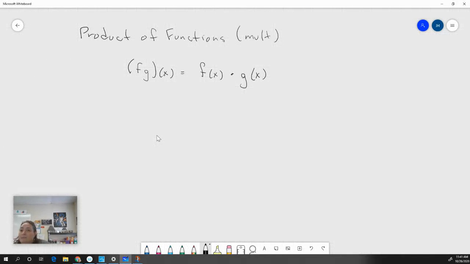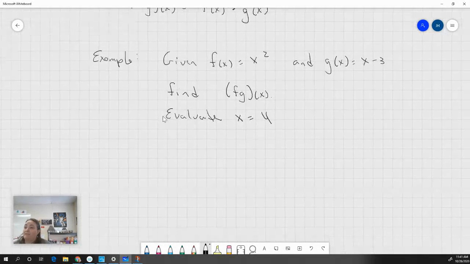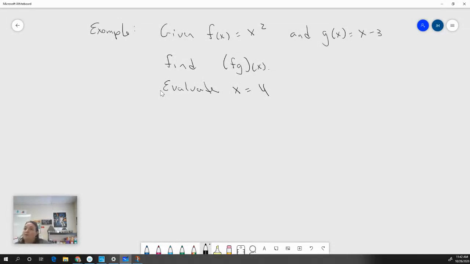What that looks like in an example would be, given f of x equals x squared and g of x equals x minus 3. We want you to find f times g of x. And then we will evaluate when x equals 4. So once I get to the end, I have to plug in 4 for all of my x's, right? So what does that look like?